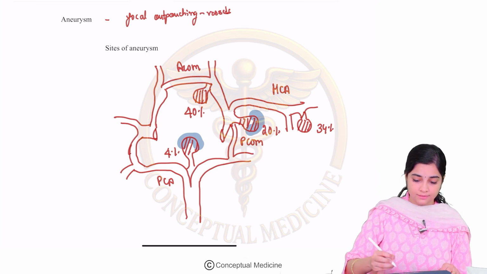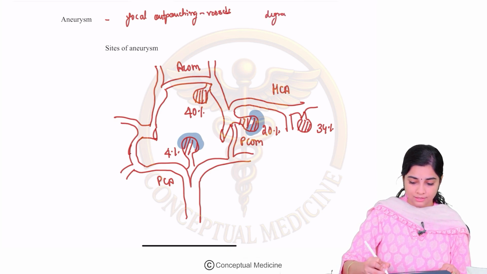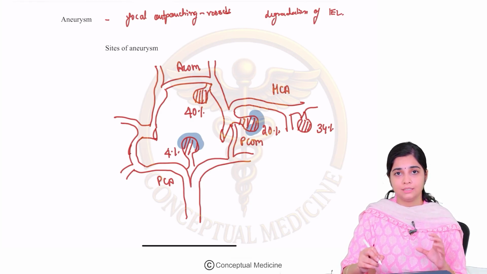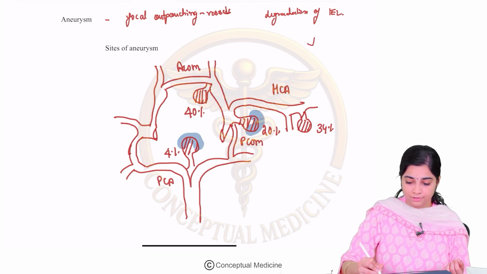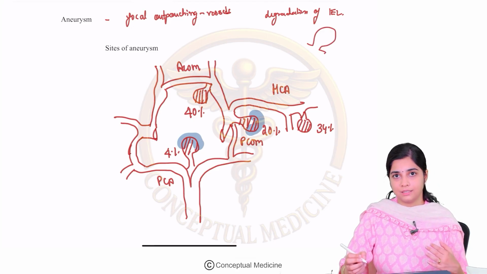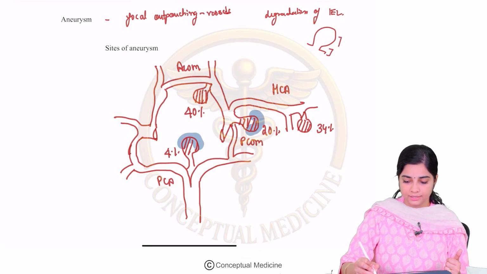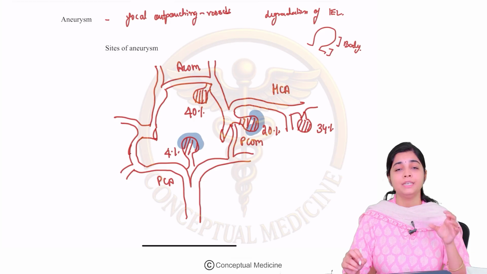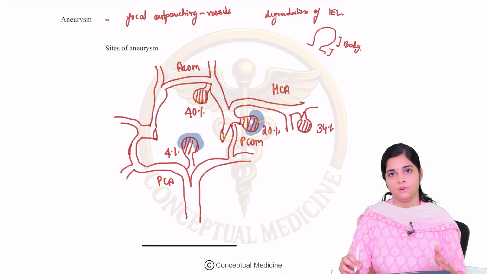This happens mainly because there is degradation of the internal elastic lamina which is present within the vessel walls. What happens is the media becomes very thin. The elastic lamina may also get degraded or thinned out, and hence you can have a focal outpouching like this. If all the three layers are contained, this is what we call a true aneurysm, and this has a neck and a body. Now, since these are focal outpouchings and they are very thinned out, they have a high risk of bleeding.